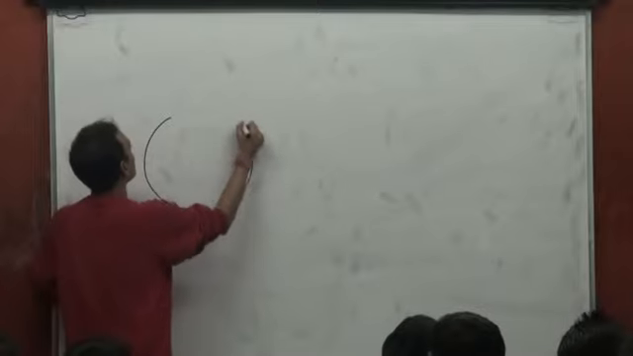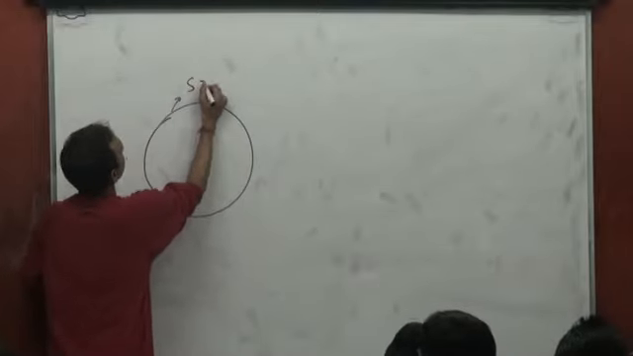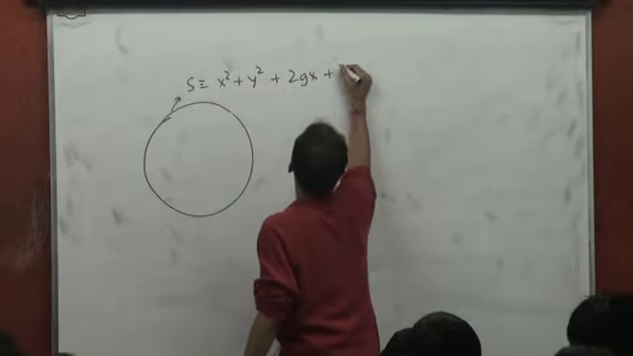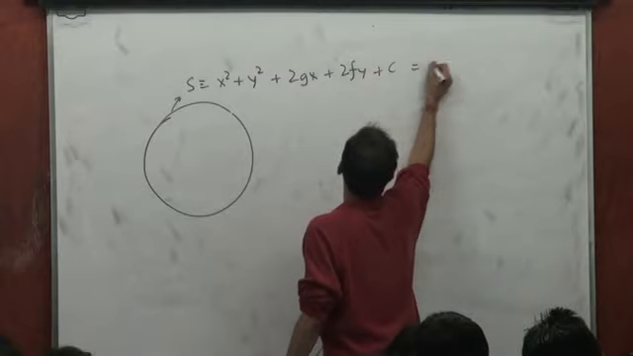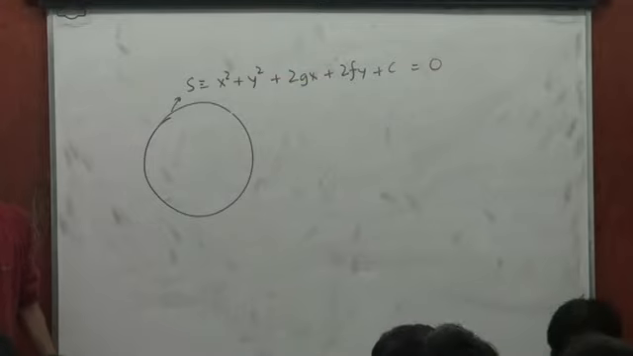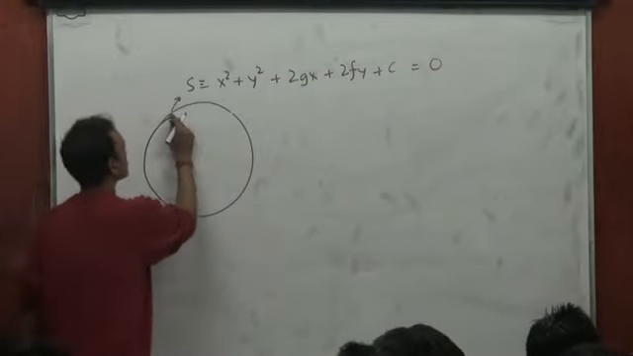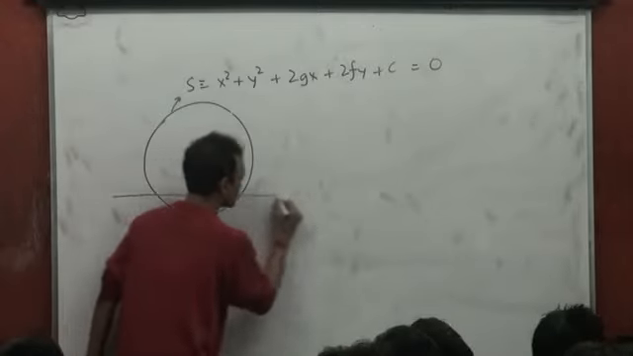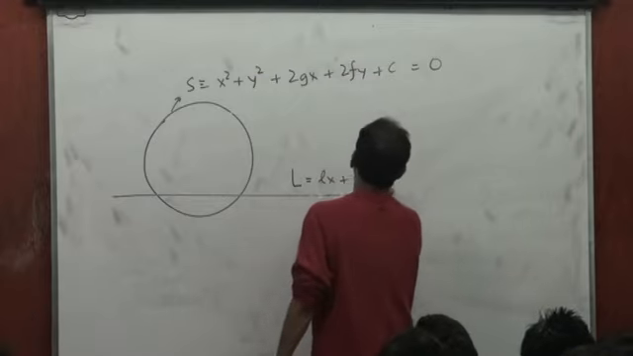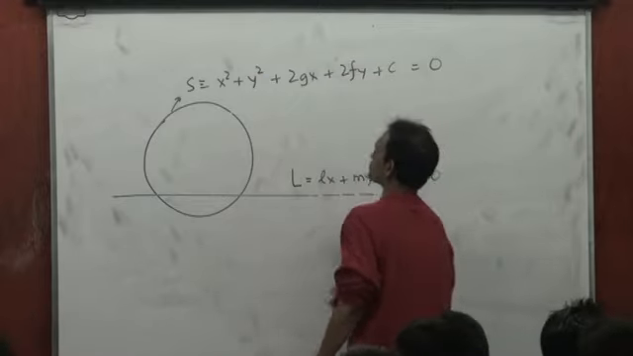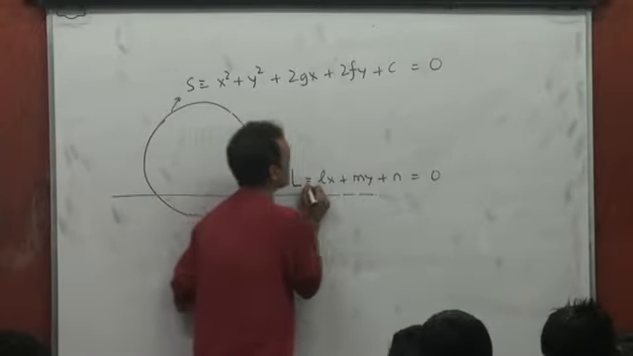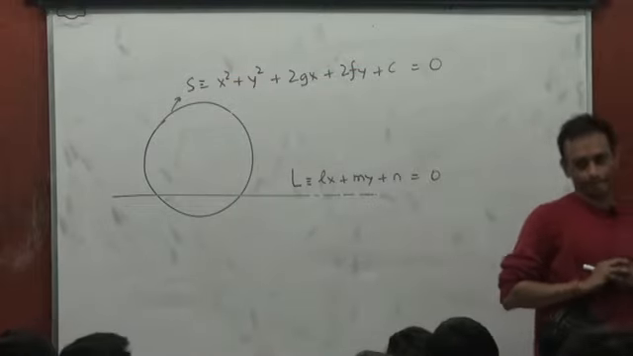Say there is a fixed circle S, which is x square plus y square plus 2gx plus 2fy plus c equal to 0, a fixed circle, right? And L, which is, let's say, Lx plus my plus n equal to 0, is a fixed straight line. S equal to 0 is a fixed circle. L equal to 0 is a fixed straight line.